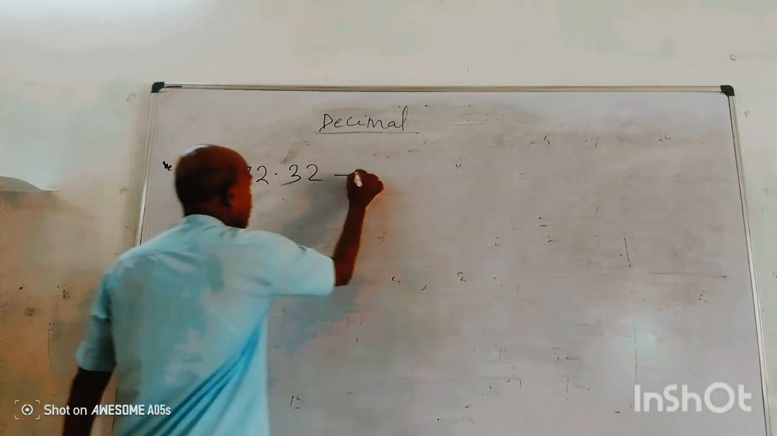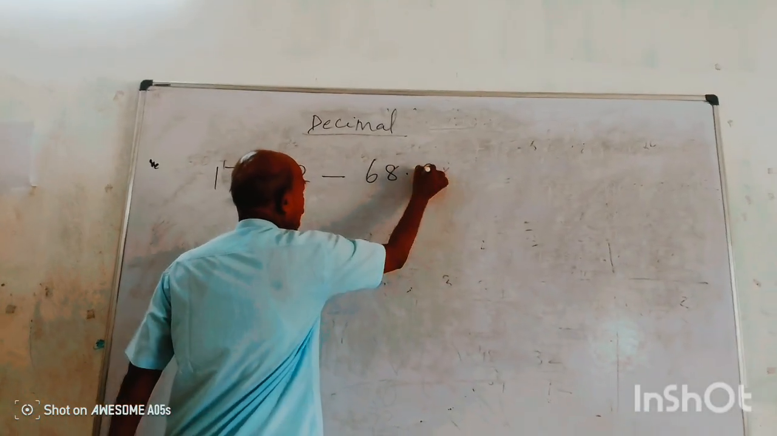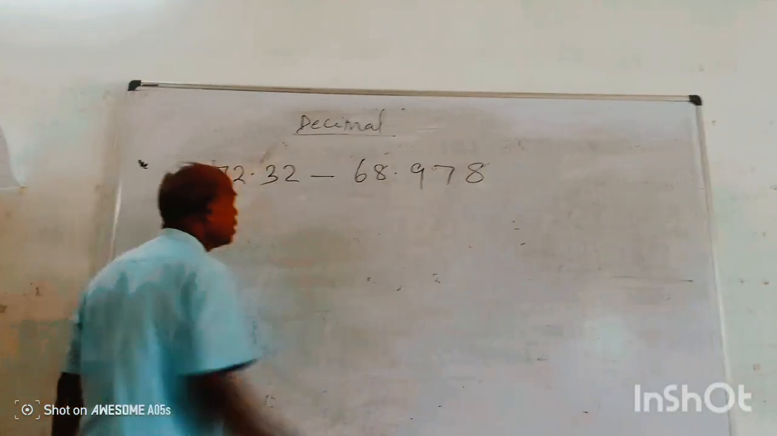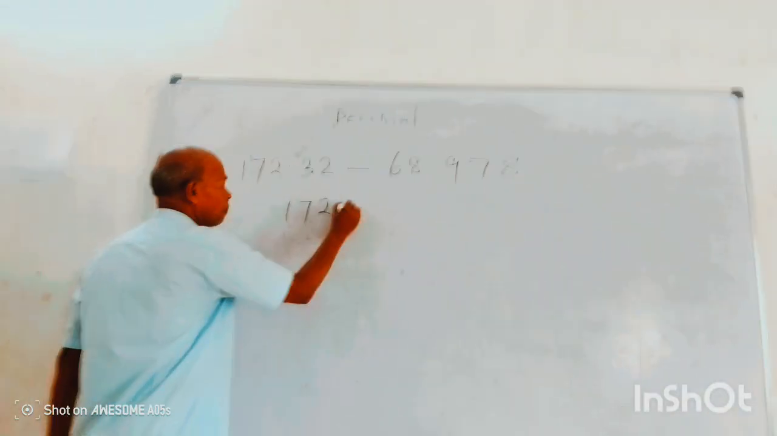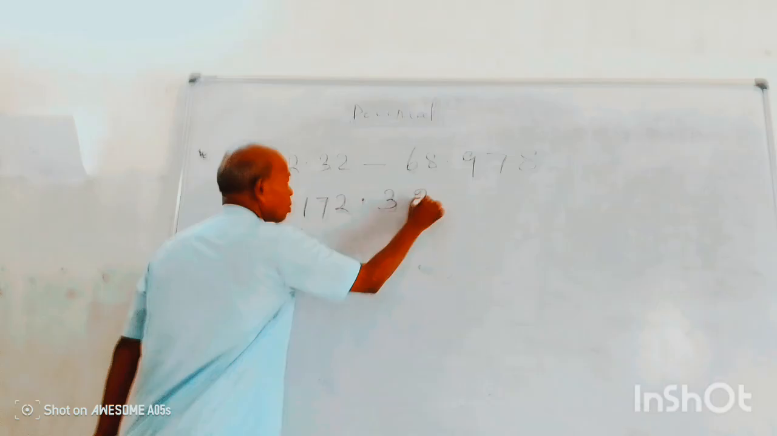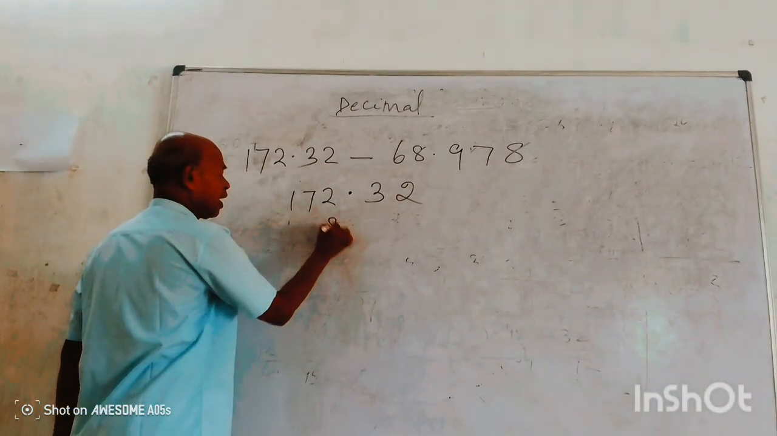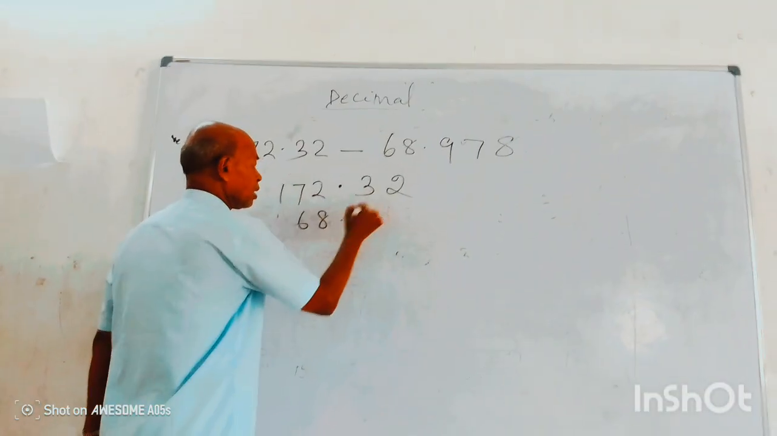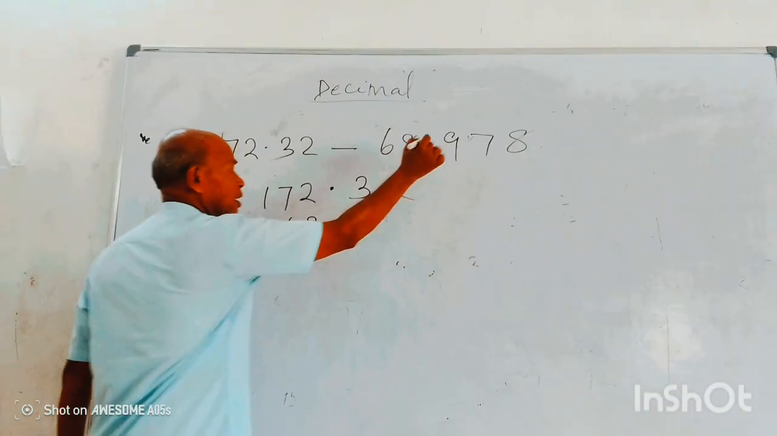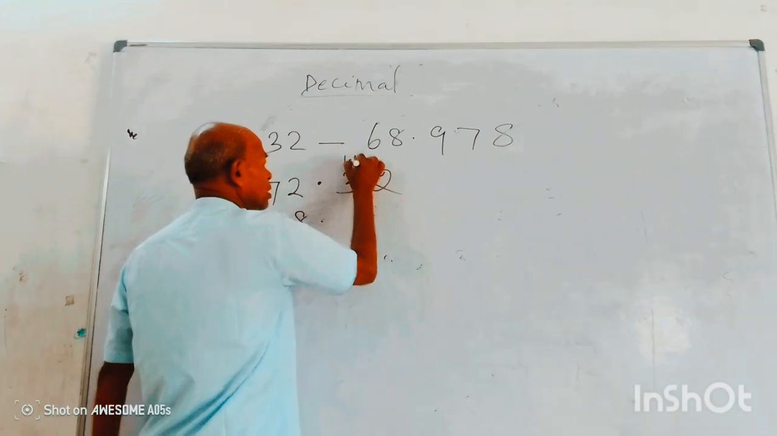61.32 minus 68.978. Now using 172.32. Okay, now you write here 8 and 6. Now you see, 9 is in the first place. This is your first place.